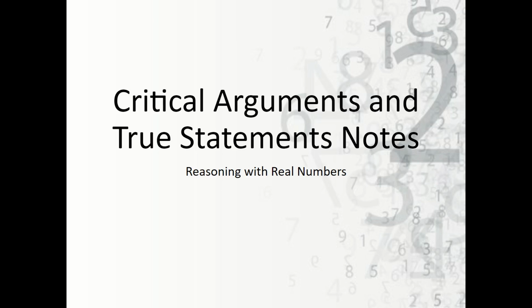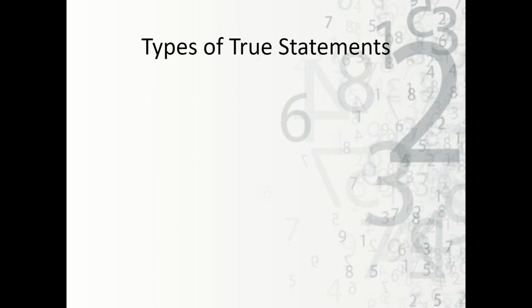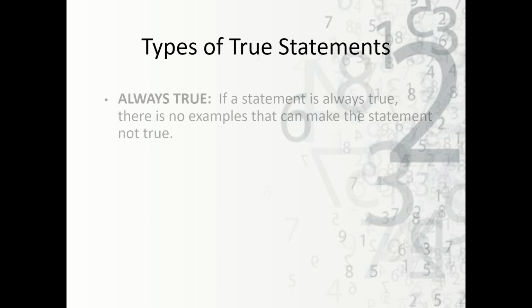Let's take a look now at the critical arguments and true statements notes. The notes begin with the learning goals and success criteria. Now let's talk about the types of true statements. So there's 3 types of true statements. The first one is always true. A statement is always true if there are no examples that can make it not true.